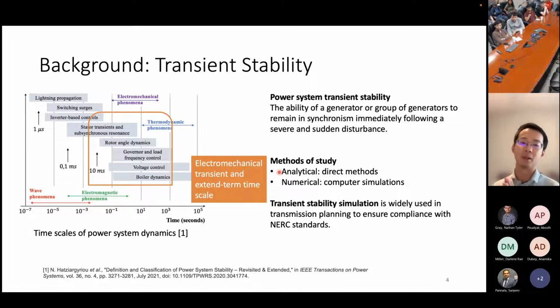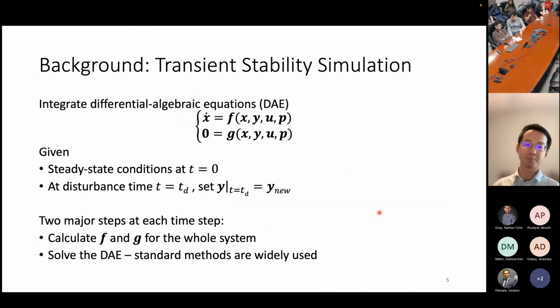One is through analytical methods, such as energy function methods, or in general, Lyapunov-based methods. The other major category is numerical simulation, that is, using computer models to run a lot of time domain simulations. They're also known as transient stability simulation. Transient stability simulation is very widely used in the industry for transmission planning to ensure compliance with NERC standards. And today, this talk will mostly focus on the modeling and simulation for transient stability simulation.